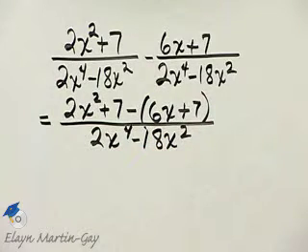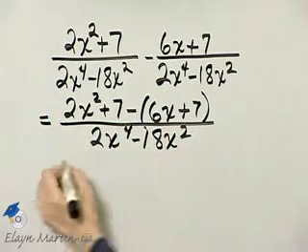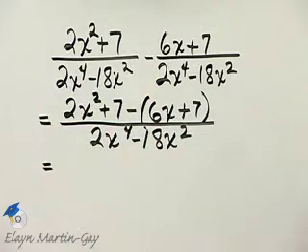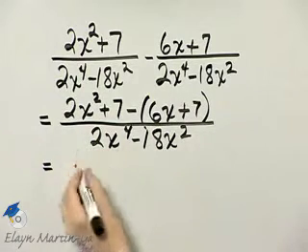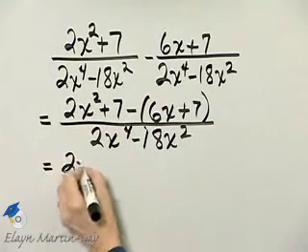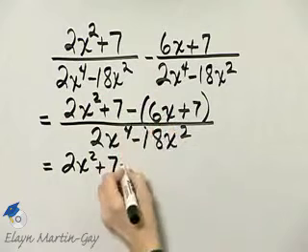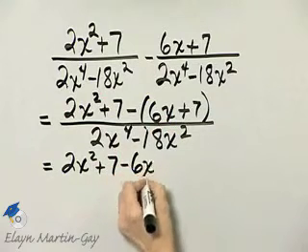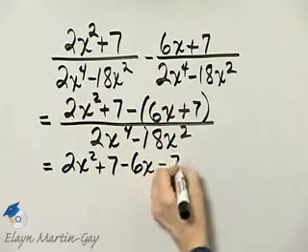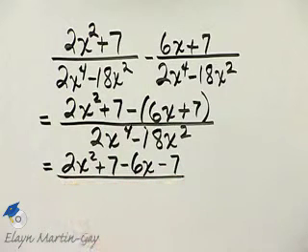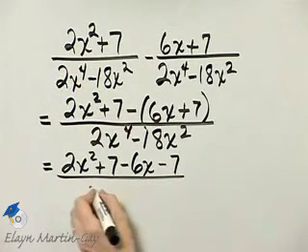Now, let's start simplifying the numerator, and at the same time let's see if there's any factoring we can do in the denominator, just trying to simplify. So in the numerator, I have 2x squared plus 7, and then that's minus 6x, and then minus 7. Be very, very careful. In the denominator, notice I can factor out a common factor of 2x squared.